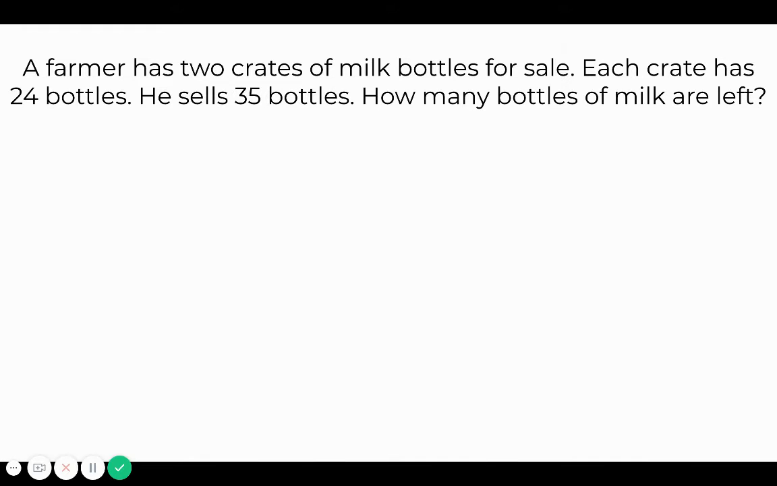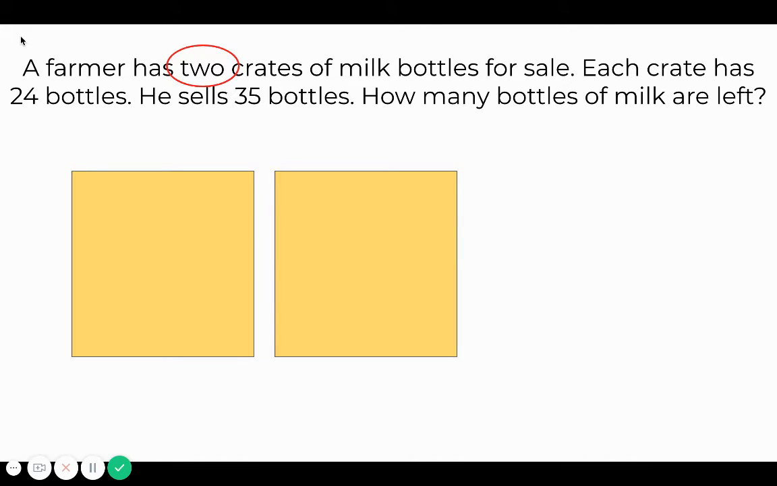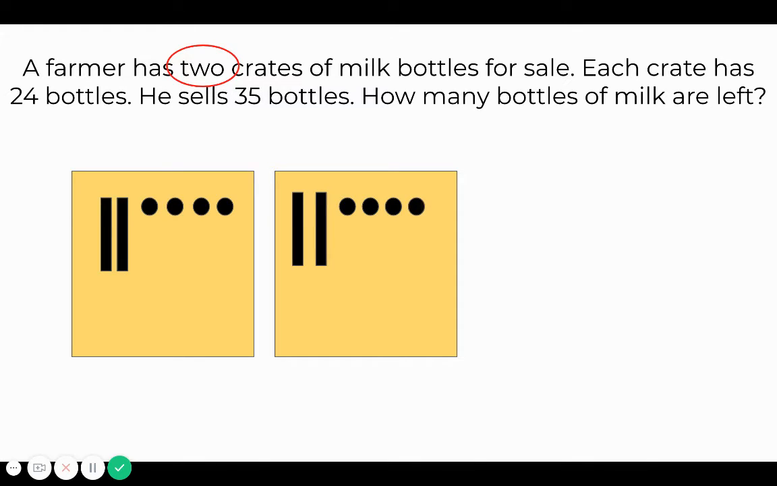Let's look closely at this problem. In this problem, I see that the number 2 is written in word form. Just because a number is written in word form doesn't mean necessarily that it's not important to the story. So this farmer has 2 crates of milk bottles, and I'm making a picture in my mind of those 2 crates. Inside each crate is 24 bottles, so I can represent that using my 10s and 1s. I can put 24 in the first crate and 24 in the second crate.